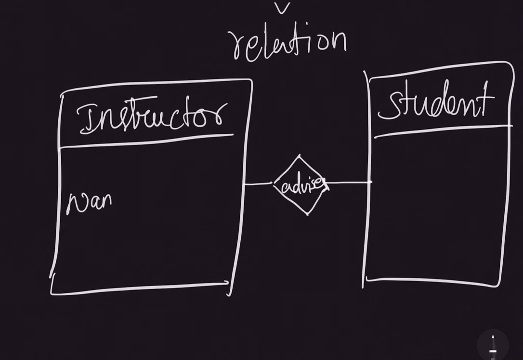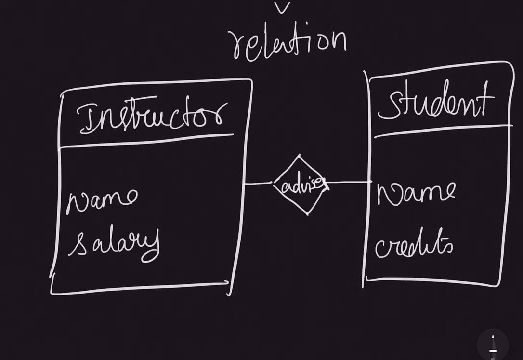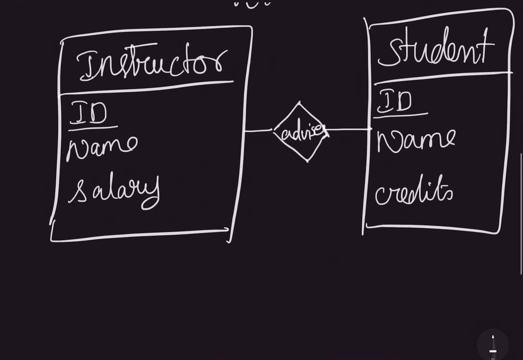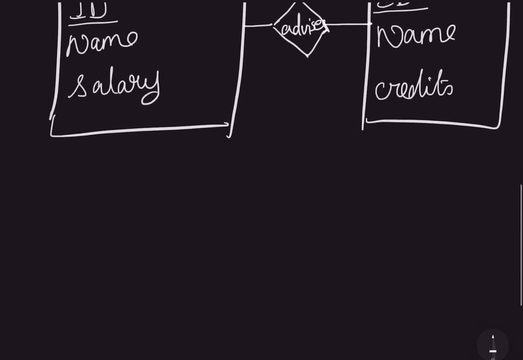Instructor and student can have their own attributes like name and salary. Student can have name and credits. Different instructors can have the same names. So to differentiate, we are using IDs for both the instructor and the student. The attribute that differentiates the entity is called key and is underlined.